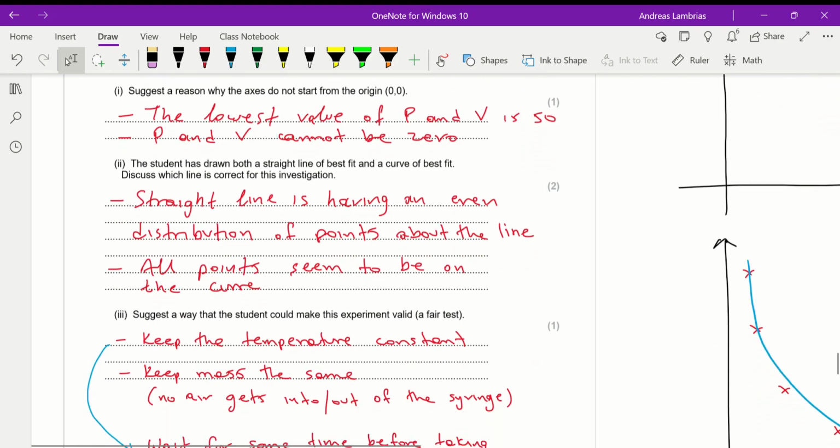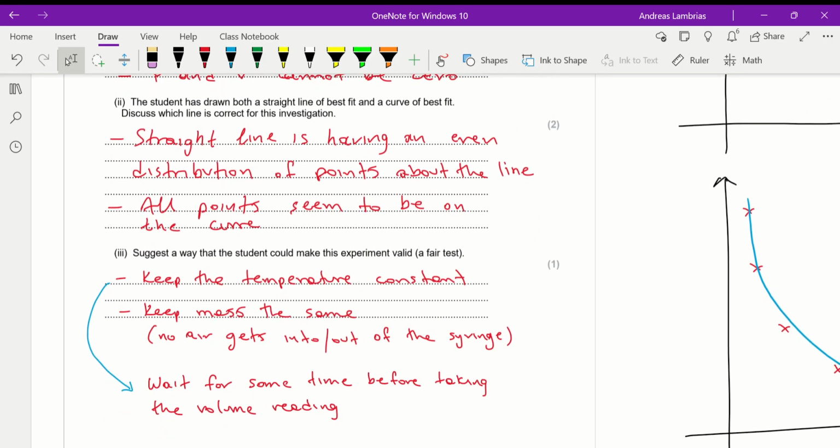The next question is, how do we make this a fair test? So remember, a fair test is when I keep everything the same except the 2 variables that I'm trying to investigate. In this case, we're investigating the relation between pressure and volume. So these are the only things that are changing, and everything else has to be kept the same. For Boyle's law, remember that temperature has to be constant. So this is the first thing we have to write.